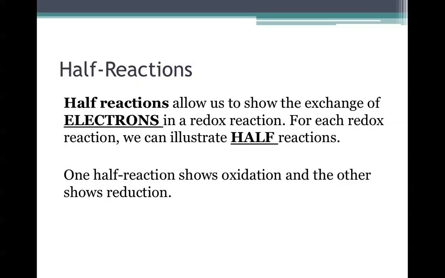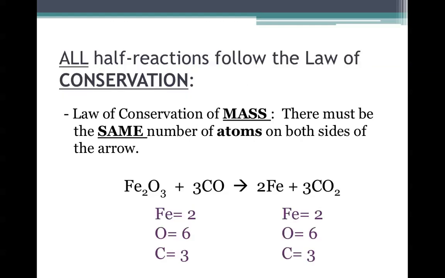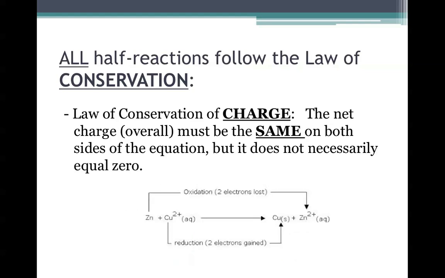So half reactions allow us to show the exchange of electrons in a redox reaction. For each redox reaction, we can illustrate half reactions. We have one half reaction for oxidation and then a separate half reaction for reduction. All half reactions follow the law of conservation. Law of conservation of mass is that there has to be the same number of atoms on both sides of the arrow. Now we know this for regular reactions, including redox reactions in this case, but this is also going to hold true for half reactions. We have to have the same number of each atom on each side.